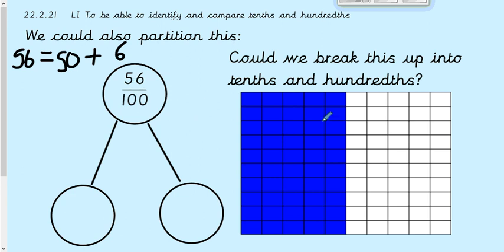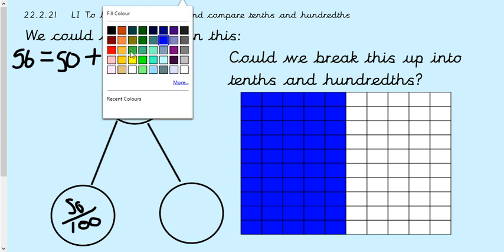So it's the same concept, even though we're looking at hundredths. All I've done is shade in 50 hundredths, okay? Because that's how many tenths, I guess, there are. So it would be 50 hundredths, which is what I've shaded, and then you've got 6 hundredths left, which I'll do in a different colour.